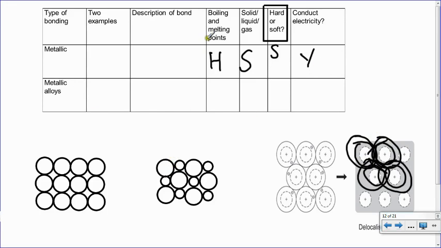Alloys. Same thing, strong bond, high boiling and melting points, solid at room temperature because of the strong bonds. Hard or soft, well this time you imagine trying to slide one of those layers over the other one. You can't really do it because of the difference in sizes of the atoms. So you tend to say they've got more strength, and you could say they're harder. But there's a lot of variation in alloys, and that's worth reading up on its own. That's quite a big subject to look at.